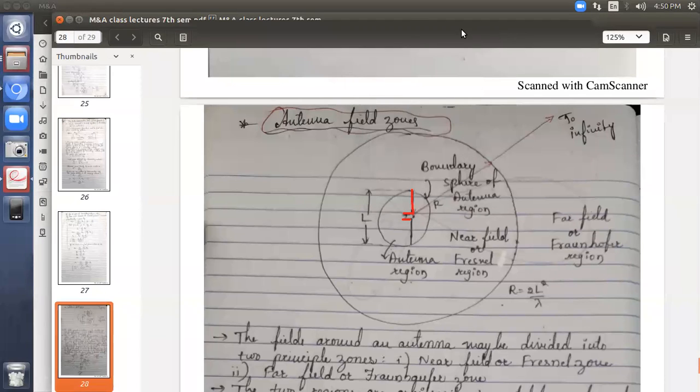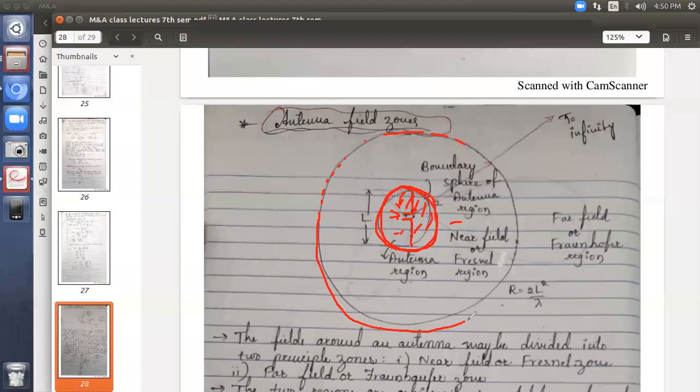So if you observe here, I have drawn a dipole antenna. This is the feeder line and two poles are there. Surrounding this, I have drawn a circle. It's an imaginary boundary surrounding the antenna. Inside this boundary, whatever region falls, we call that the antenna region, and there is one more boundary after a certain distance.